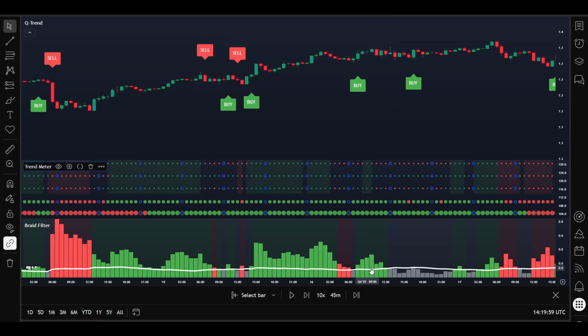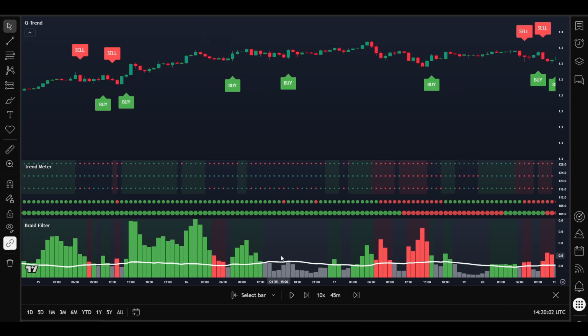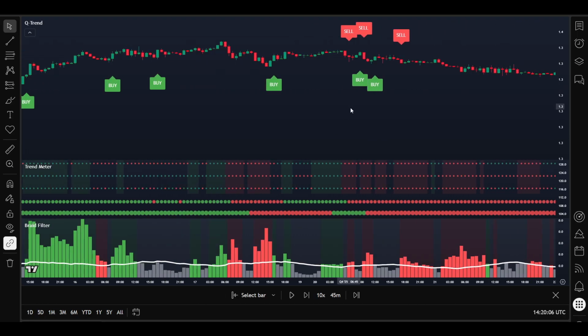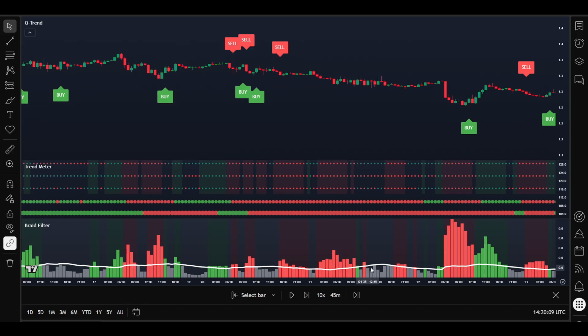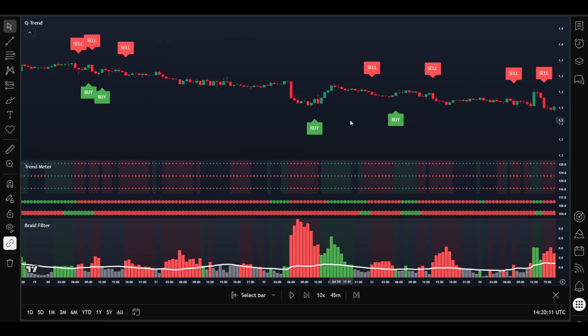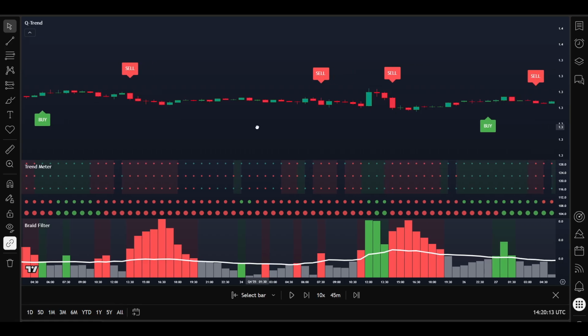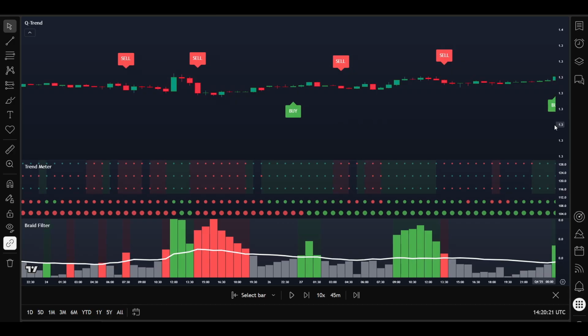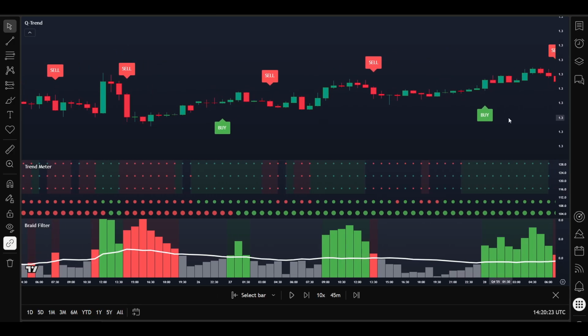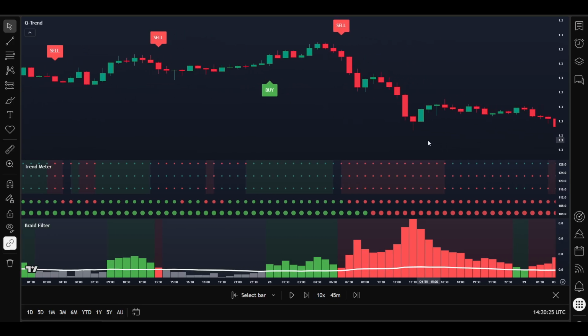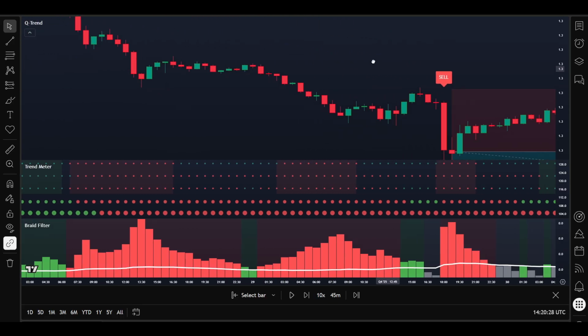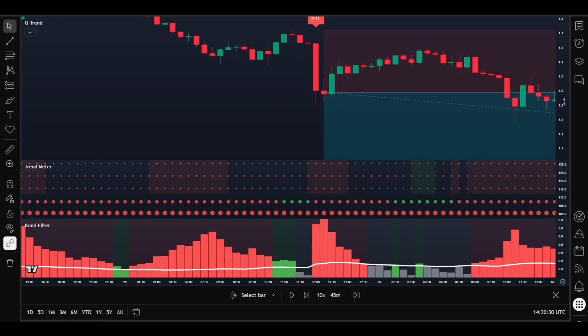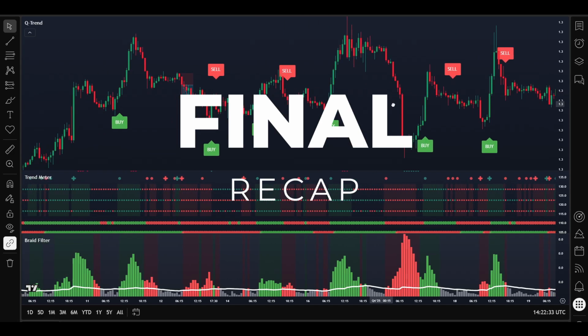Avoid acting on signals that print directly into a major session open without braid confirmation. If the braid bar is below its average, skip it. Keep execution strict. Closed bar confirmation, next bar entry, stop beyond structure, fixed 1.5 R target. Also, record screenshots of qualified and unqualified setups. Pattern recall improves discipline. Small tweaks can be tested later, but the base rules should remain intact until you have a meaningful sample.